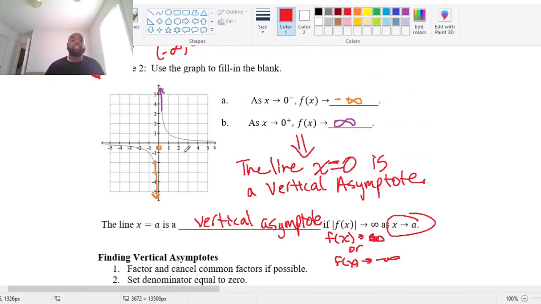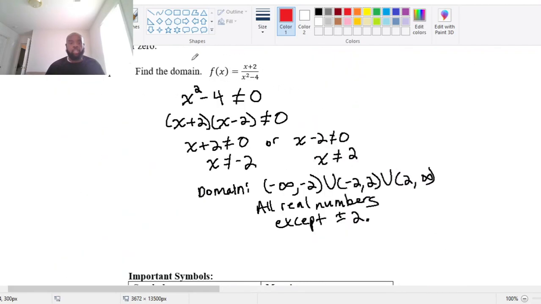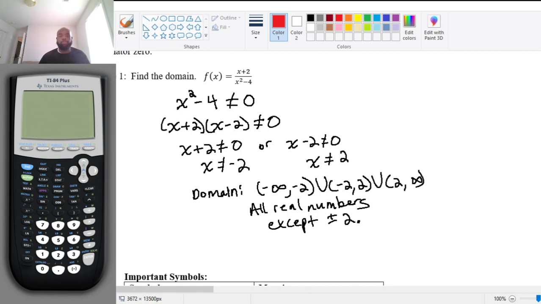And so notice when we looked at that graph of f of x equals x plus 2 over x squared minus 4, on that graph we basically had a vertical asymptote at x equals 2, all right? We had what we call a hole at x equals negative 2, and I'm going to tell you how to figure out that we have a hole, okay?